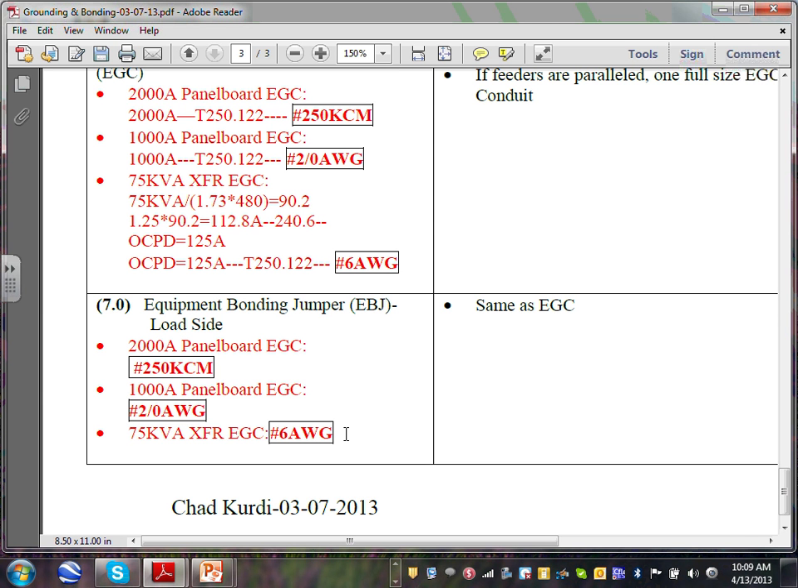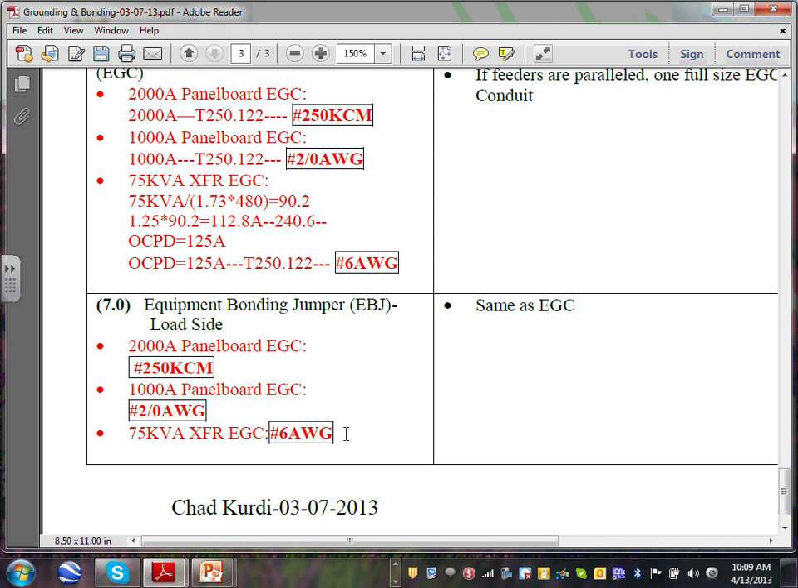Now here's a devil's advocate question: what happens if you have a delta-delta? Has anybody seen a delta-delta transformer? An isolation transformer. First of all, is this a separately derived system, based on the code definition? Now with a delta-Y, I created an isolated neutral. That's how I define it for you. How about if you have a delta-delta?